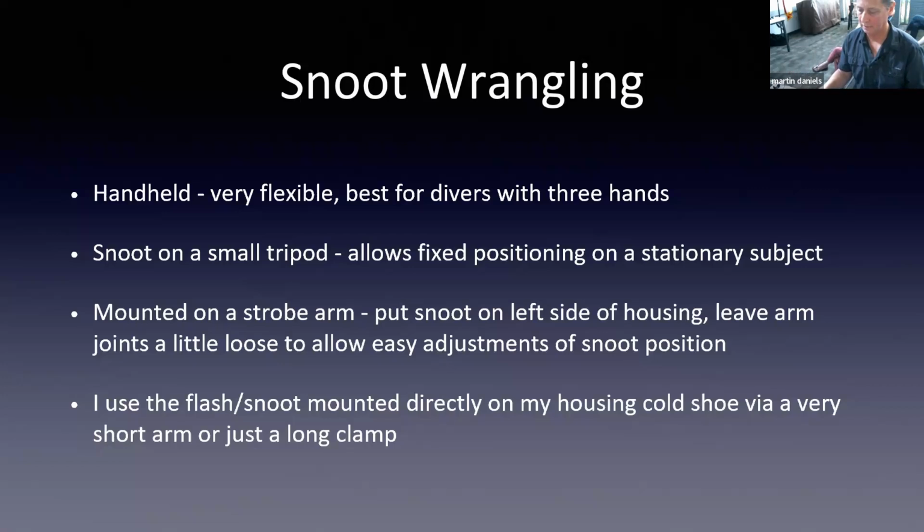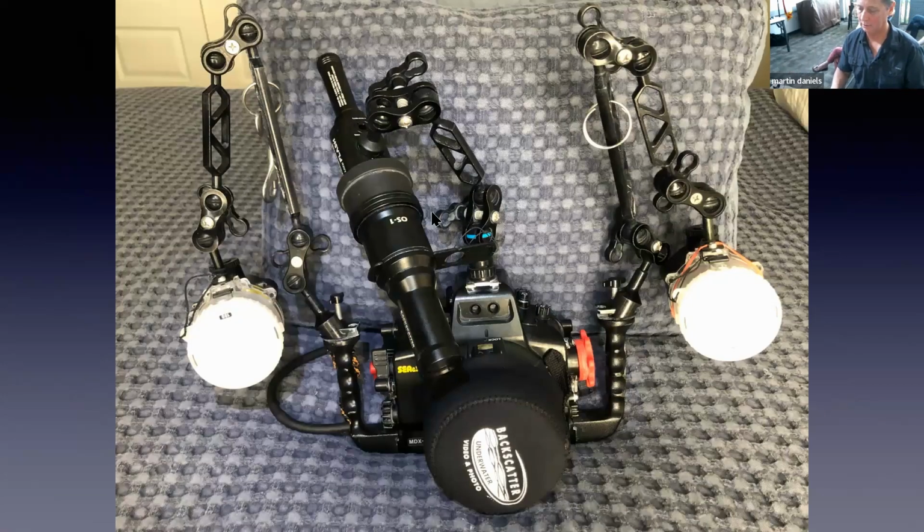Okay, so like this. So this is my cold shoe in the housing. I have a very short arm and the flash and the snoot, and then I can move it around. So I'll dive with my regular strobes for taking pictures of an angelfish swimming by or whatever. I'll use those. But then I see something that's really suitable for the snoot.